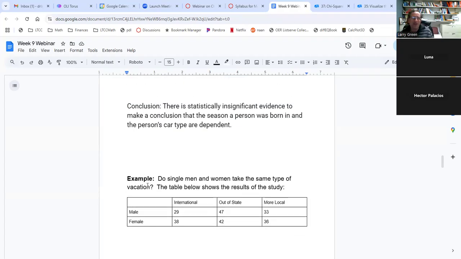Okay, this turns out to be different than what we've already done. We do not have a known distribution. Is that clear? We don't know men, we don't know women. We just have a survey.